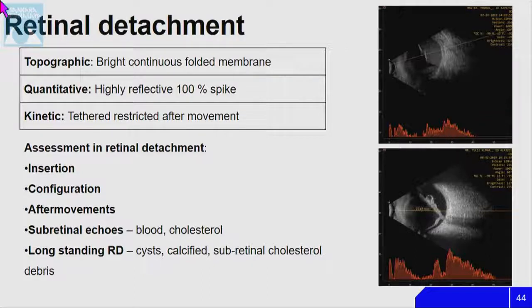Okay. Thickened retina with intraretinal cyst, long-standing. Thickened retina in a long-standing detachment. That's amazing, sir.